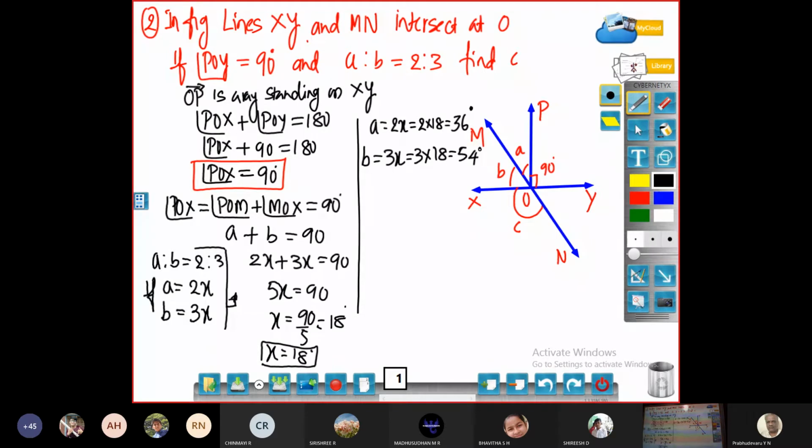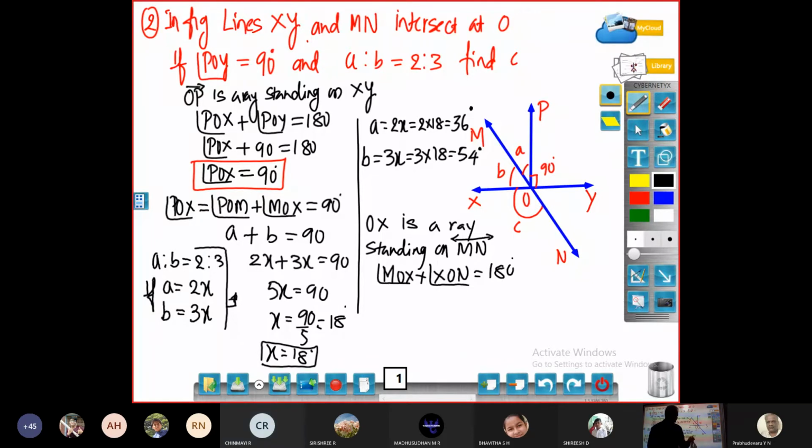Now find the value of C. How to find the value of C? Now you can see that OX is a ray standing on line MN. Therefore, the sum of the adjacent angles formed here, that means angle MOX plus angle XON, should be together equal to 180 degrees. So this is nothing but B and this is nothing but C. It is equal to 180 degrees.